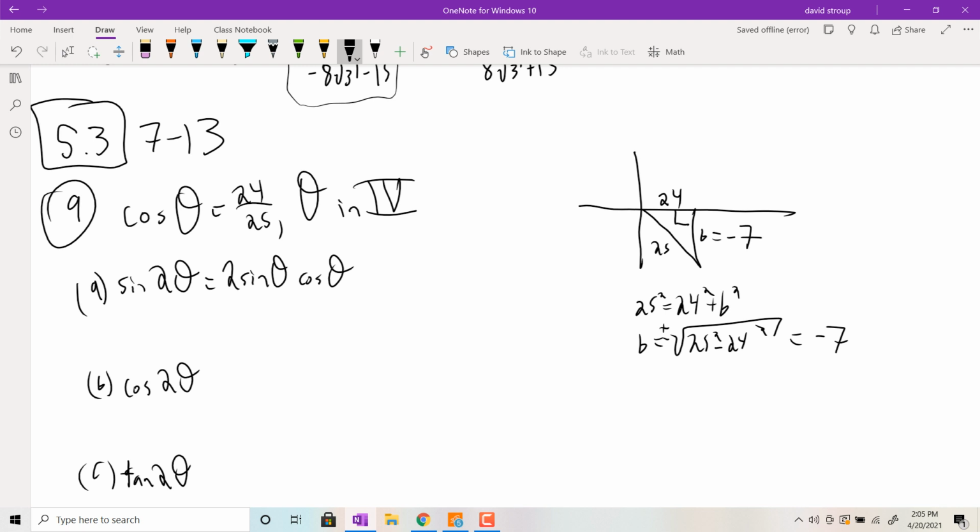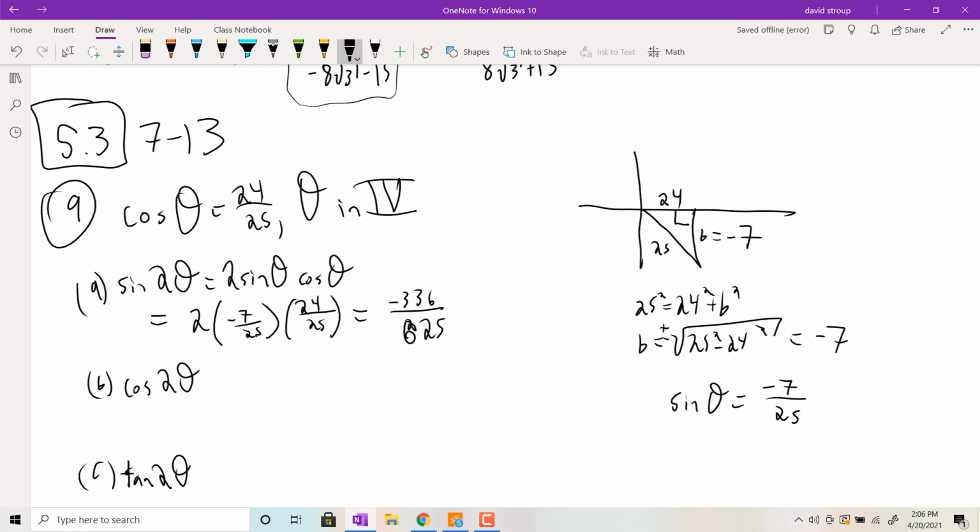Okay. So in other words, the sine of theta is opposite over hypotenuse, negative 7 over 25. Once we know that, we can figure these answers. So this would be 2 times sine of theta times cosine of theta. And if you multiply that out, negative 336 over 625. Okay. For cosine 2 theta, you go to your formula sheet.